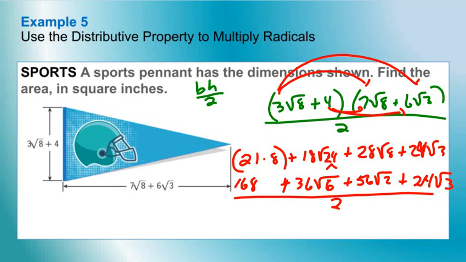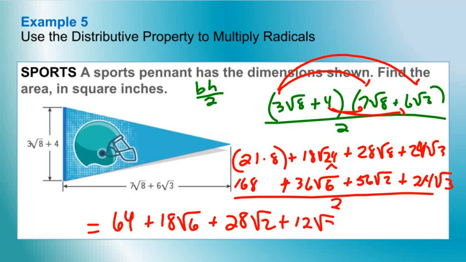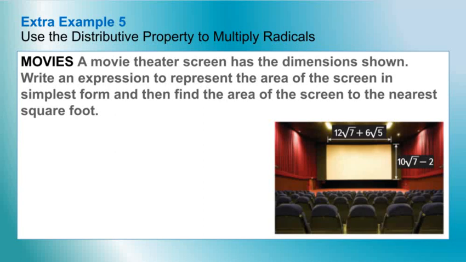We can now find half of each of those numbers. So the answer would be half of 168 is 84, plus 18 square root of 6, plus 28 square root of 2, plus 12 square root of 3. And that would be our answer there. This would be in square inches. Now you could put all this into your calculator to come up with an estimated answer, but this would be plenty enough to do.